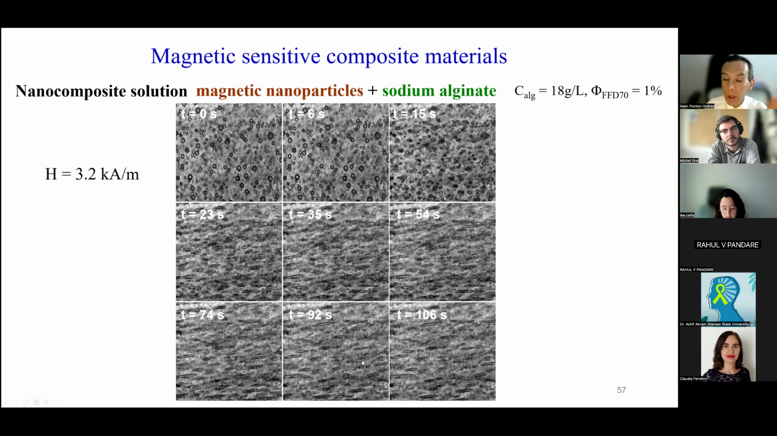And with our configuration, the direction of the magnetic field is perpendicular to the shear rate. So the droplets are elongated in a direction perpendicular to the shear. And this explains the increase of viscosity and increase of viscoelasticity.